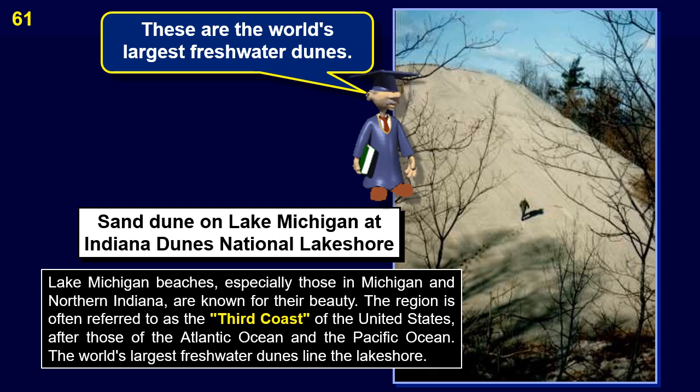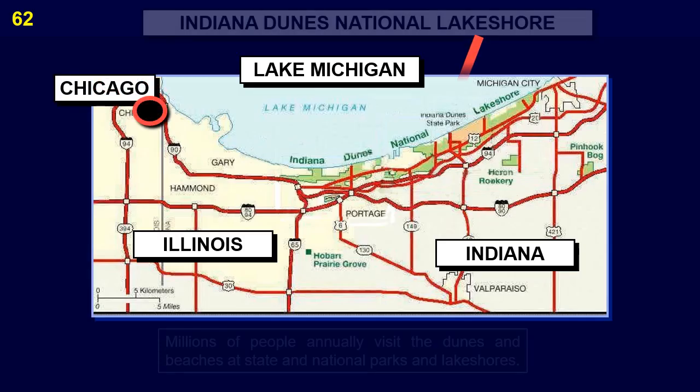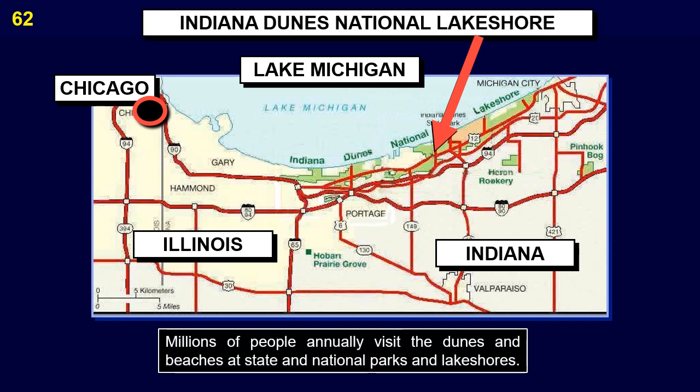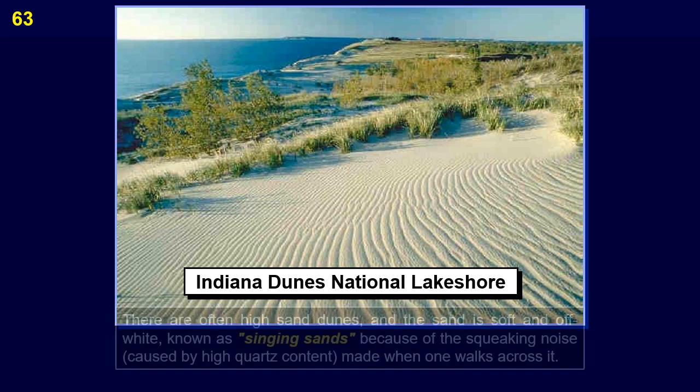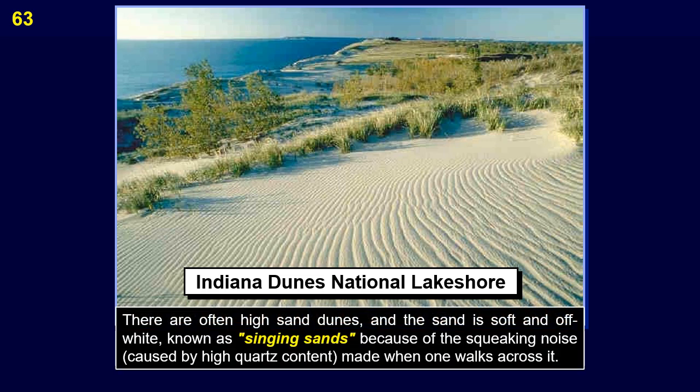The region is often referred to as the third coast of the United States after those of the Atlantic Ocean and the Pacific Ocean. The world's largest freshwater dunes line the lake shore. Millions of people annually visit the dunes and beaches at state and national parks and lake shores. There are often high sand dunes, and the sand is soft and off-white, known as singing sands because of the squeaking noise caused by high quartz content, made when one walks across it.